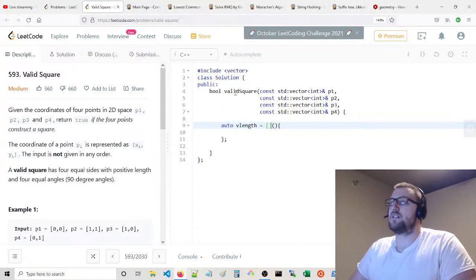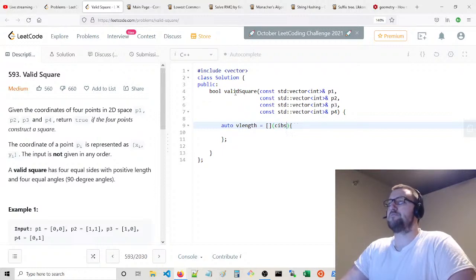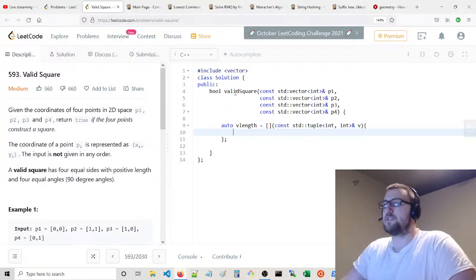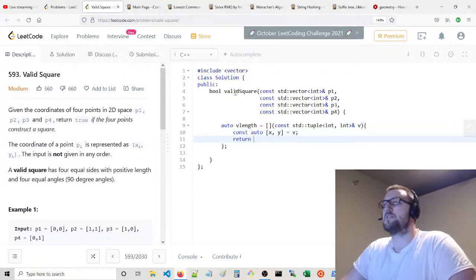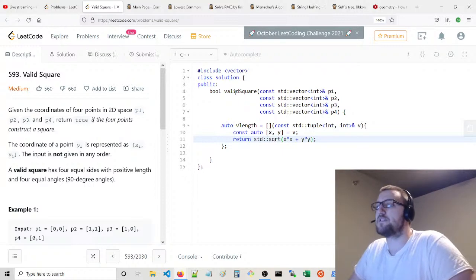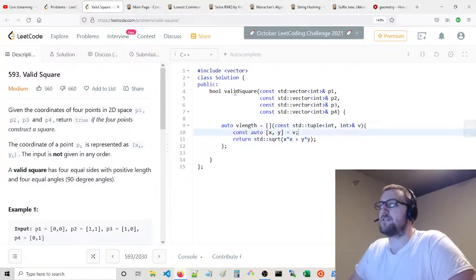Say v length. We're going to take a const std::tuple of int, call it v. And we're going to say const auto xy, using destructuring, to be v, and then we're going to return std::sqrt of x times x plus y times y. Right, that's the length of a vector.